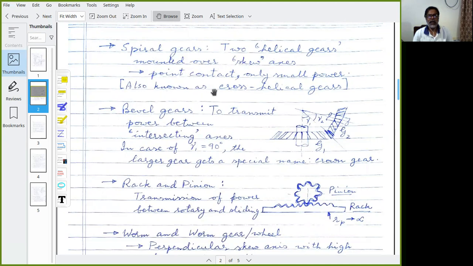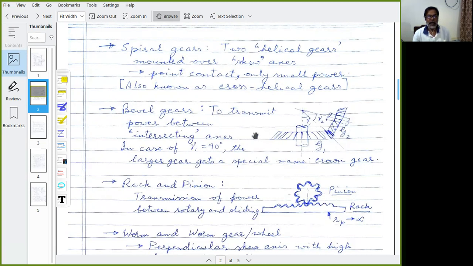Spiral gears are also called cross helical gears because two helical gears are put in cross. Another kind of gear is the bevel gear, in which you see the shape is conical. So if you extend these teeth, you will actually end up describing a cone.